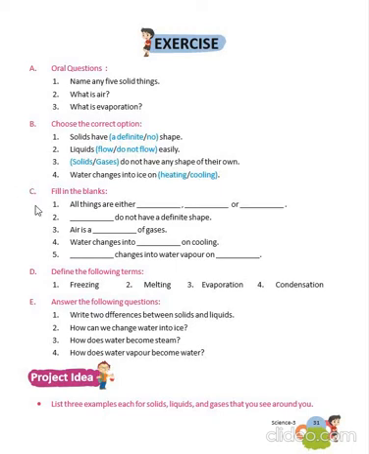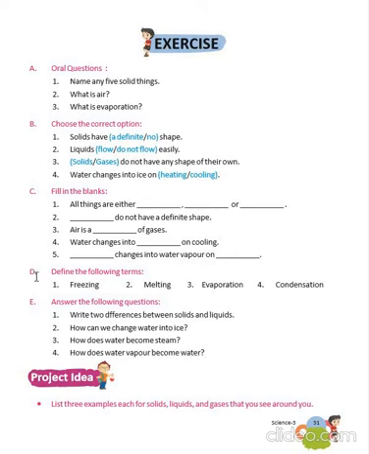Now come to C. In this, we have to fill the blanks. All things are either solids, liquids or gases. Liquids do not have a definite shape. Air is a mixture of gases. Water changes into ice on cooling. Water changes into water vapor on heating.